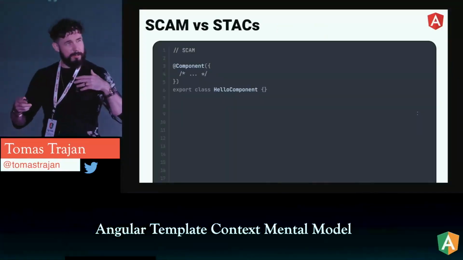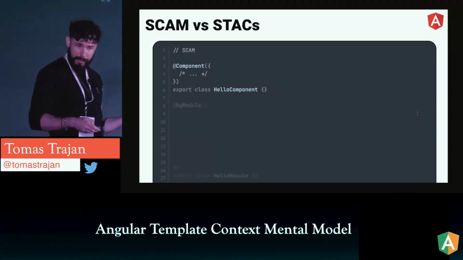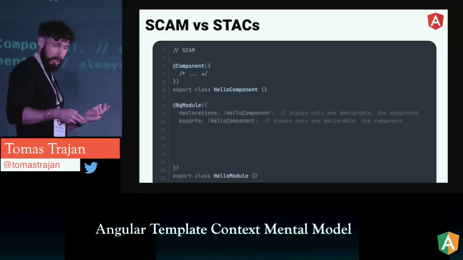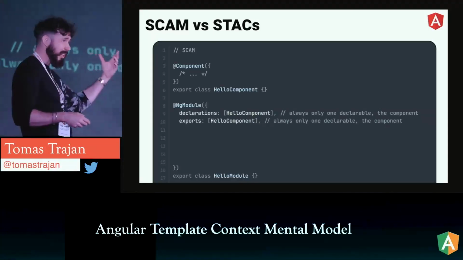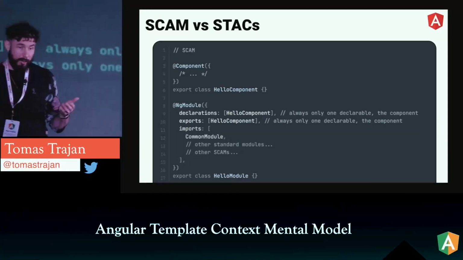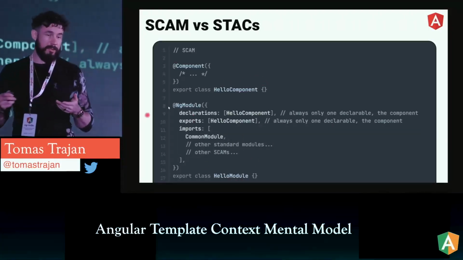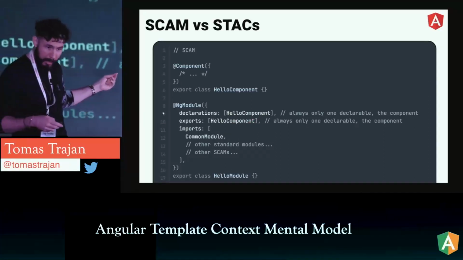So let's compare them side by side. If we have a SCAM, we have a component. There is a corresponding module. That module has to declare and export that component and only that component. And plus, of course, it defines the local template context for that component, so what this component can use in its template.